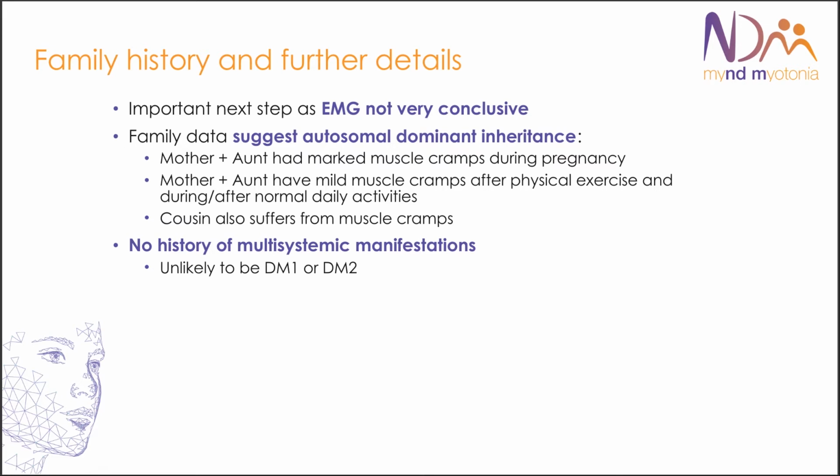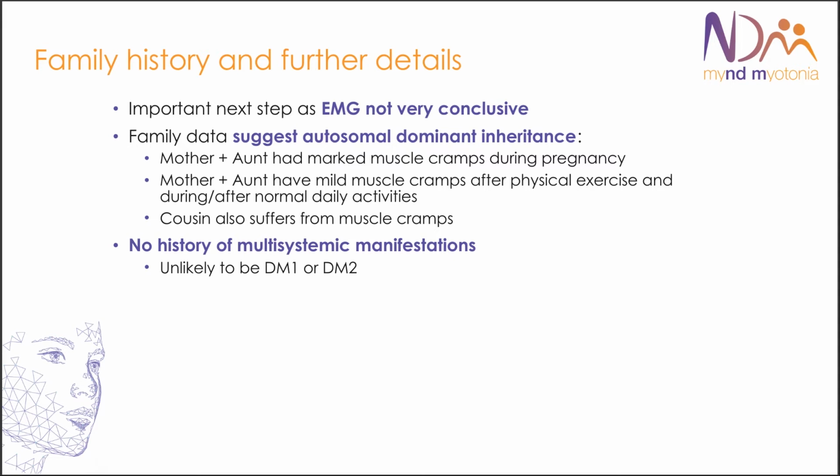EMG in the patient was not very conclusive. Family data suggest autosomal dominant inheritance, with the mother and aunt having noticed marked muscle cramps during pregnancy and mild muscle cramps after physical exercise and also during or after normal daily activities. A cousin also suffered from muscle cramps.